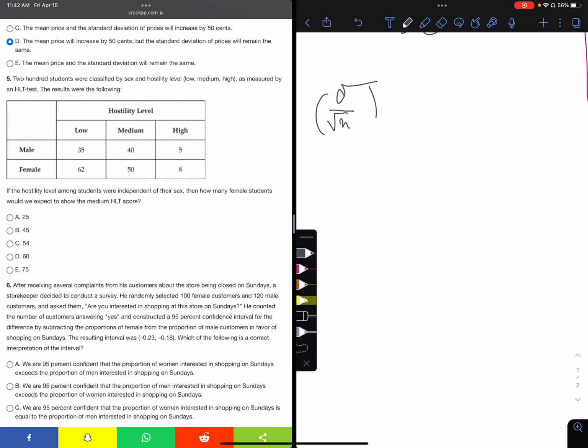So now we have to find out the total number of females. 62 plus 8, well, that's going to be 70. 70 plus 50 is 120. Don't need to do math for that. And plus, the males are 80 in total, you can tell. So 120. So what's 45% of 120? That's going to be 54.